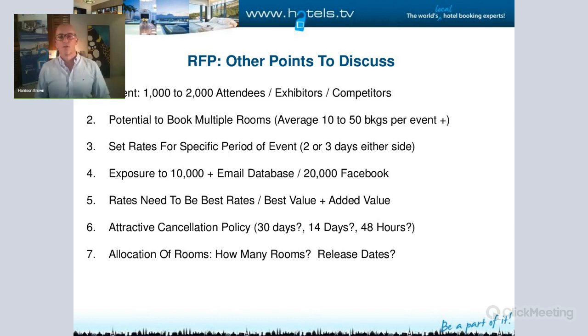Okay, allocation of rooms. Here's an interesting point. How many rooms should I get? If I'm negotiating with a hotel, how many rooms do I want? I think as a guesstimate, I'm going to sell 50 rooms. So I'm going to do 50 bookings. I might do 100 bookings, 200 bookings, but I might not. I might do 10 bookings. So how do I satisfy the hotel about the rooms that we're going to get as well?